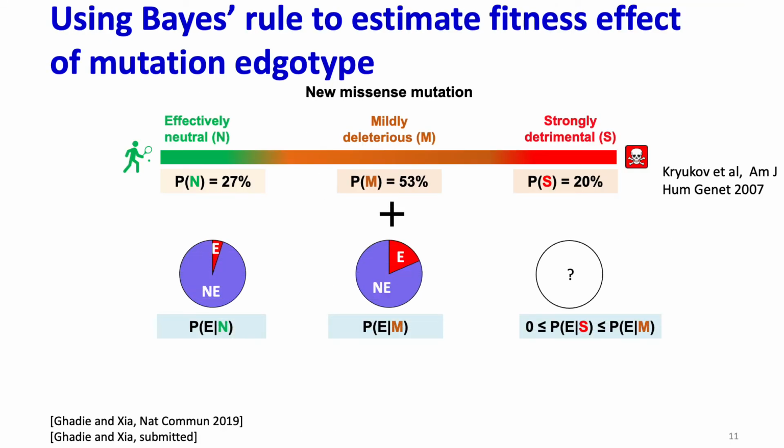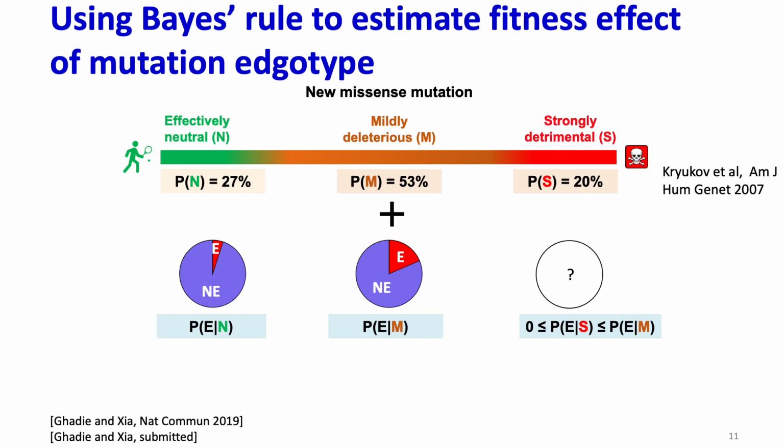Here are more details on how we apply the Bayes rule, focusing on a specific mutation edgotype, namely agetic mutations. We obtain from the literature the prior probabilities for new missense mutations to be effectively neutral, mildly deleterious, or strongly detrimental. Next, we added the pie charts from the previous slide, which give us the probabilities for effectively neutral and mildly deleterious mutations to be agetic. Now, we're missing a third pie chart, which is the probability for strongly detrimental mutations to be agetic, or P of E given S, but we can set lower and upper bounds on this probability.